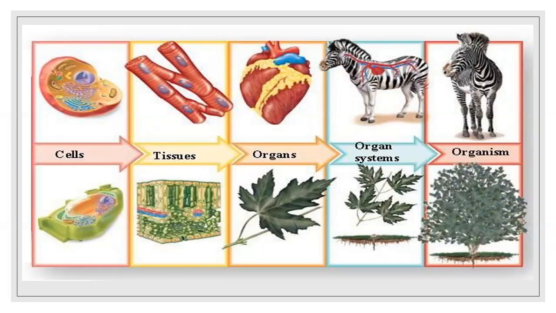While the animal organ systems include the digestive system, nervous system, circulatory system, excretory system, and reproductive system. All these systems combine to make an organism, such as plants and animals or humans. Pause the video and summarize the lecture by observing this picture.